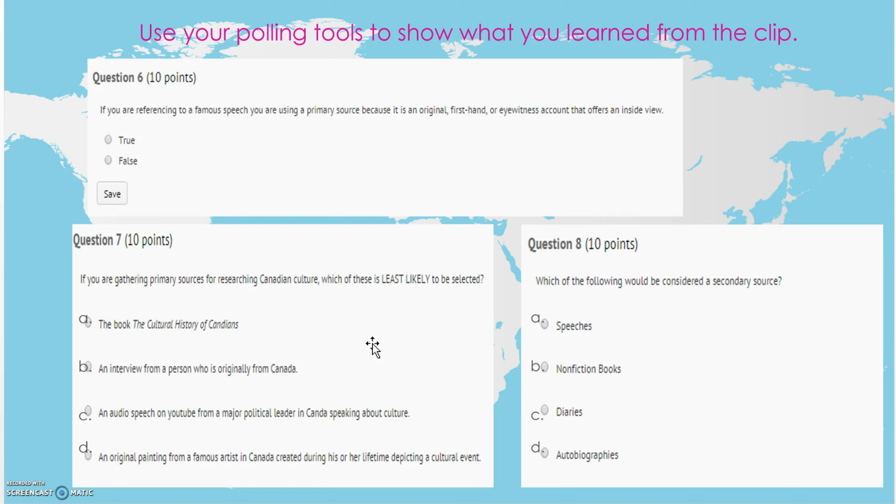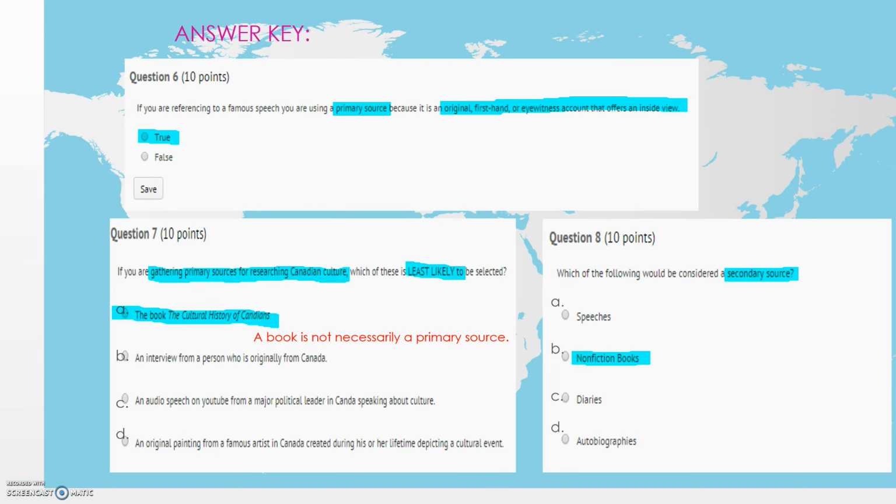That is a secondary source. Using that information, look at questions 6, 7, and 8 and see what you can do with those questions. Using that information. Primary source, first-hand information. Okay? Notice here, if you're gathering a primary source, you're looking for first-hand information.